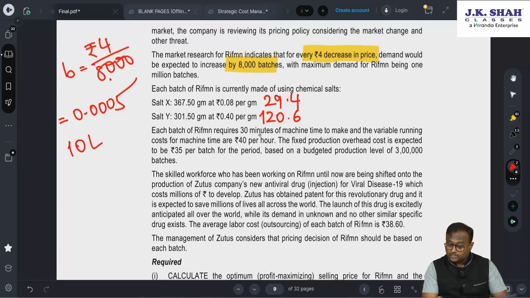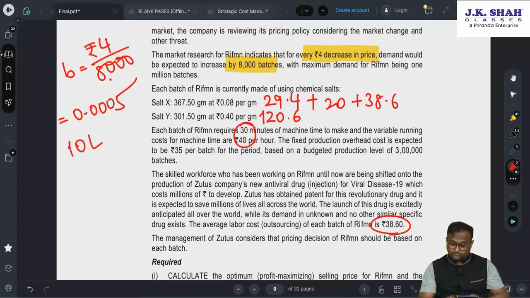Each batch takes 30 minutes in terms of machine running. 40 rupees per hour is the rate, so this will be another 20 rupees. Fixed overheads are expected to be 35 per batch. Skilled workforce is to be shifted onto the production, which costs millions of rupees to develop. The average labor cost is 38.60.